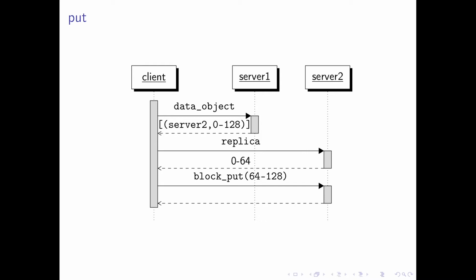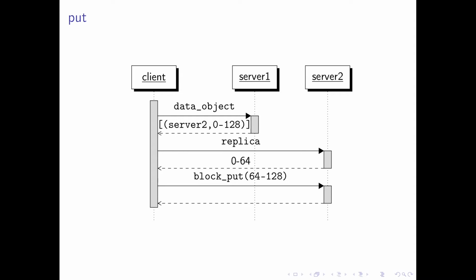Then you connect to server 1, and server 1 tells you the metadata. Server 1 basically says, these are the replicas, this is where I want you to put it, and this is the range where I want you to put it. Then the client goes to server 2 and asks for the metadata about that replica. Server 2 may return, I already have blocks 0 to 64, I don't need those blocks anymore. So then the client can say, okay, I'll just give you 64 to 128.